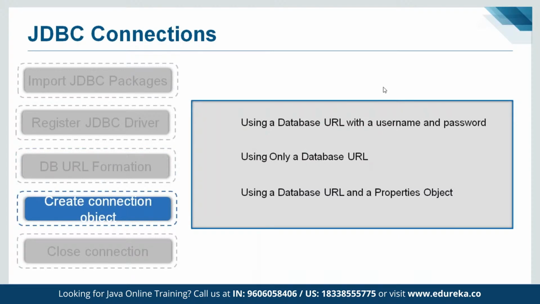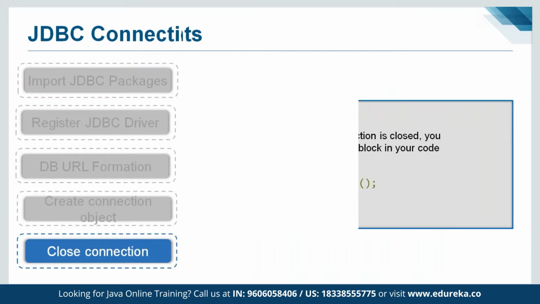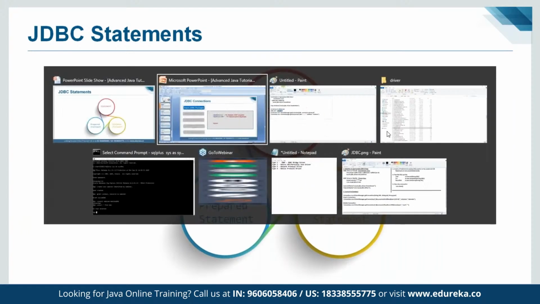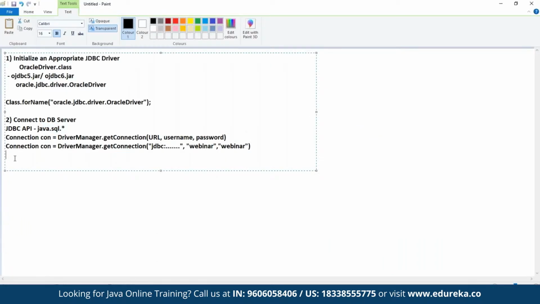Only with the database URL, there are different ways you can connect. We will see the first one. And then finally, after all the operations are done, you can close the connection. Some other things are also required. What we want is, we made a connection. So with this, our Java program is connected to the database. Once the connection is established, our Java program is connected to the database with the second step.